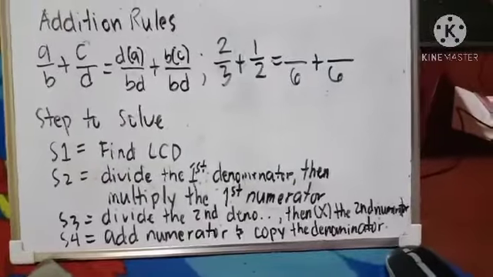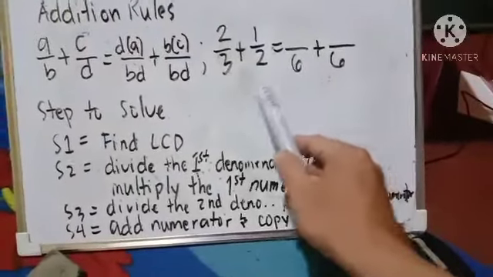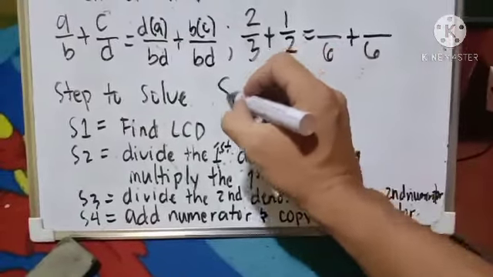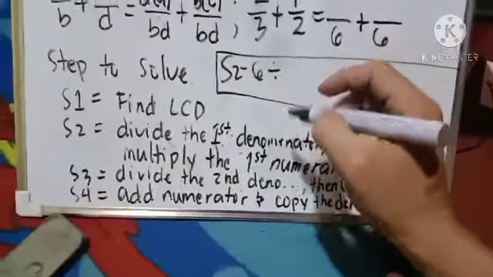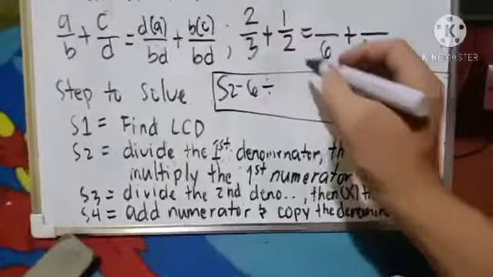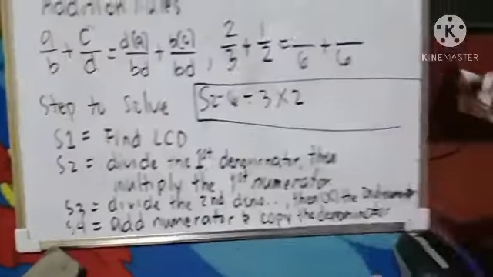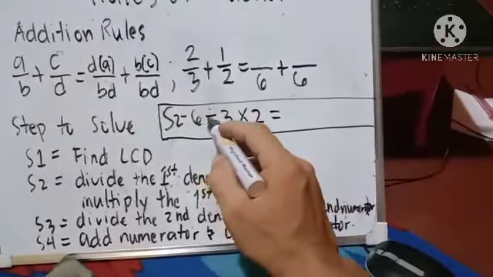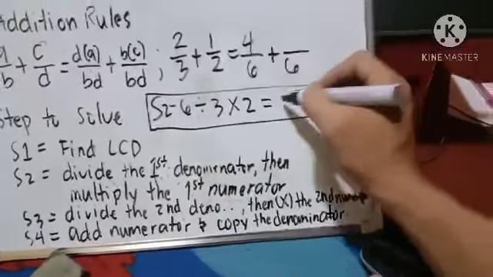Now, the second step, basahin lang natin dyan. Divide the first denominator, 3, then multiply the first numerator, yung sa taas. So mangyayari niyan, 6 divided by 3 times 2. 6 divided by 3 become 2 times 2 become 4. Okay, so ulit natin ito, 4.